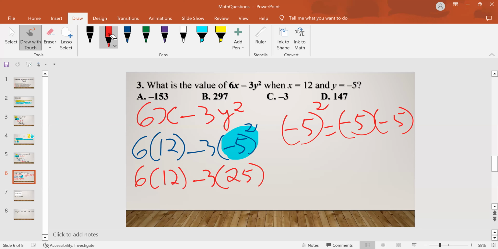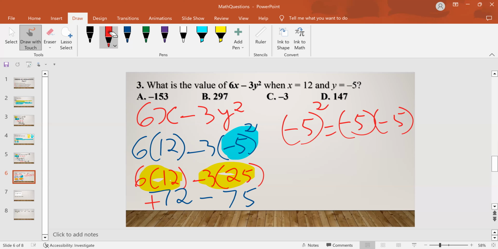Okay, so we continue. Now we can do the multiplication. So this multiplication here and the other multiplication here. So 6 multiplied by 12 is 72. We're going to have 72 here minus 75. So 72 minus 75. We have a different sign because 72 is positive and 75 is negative.